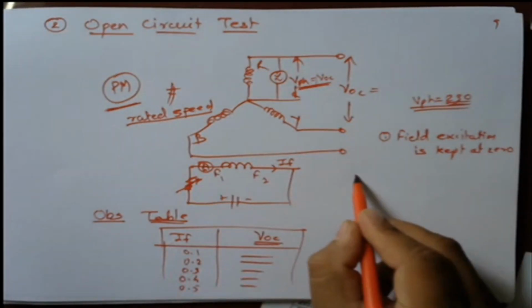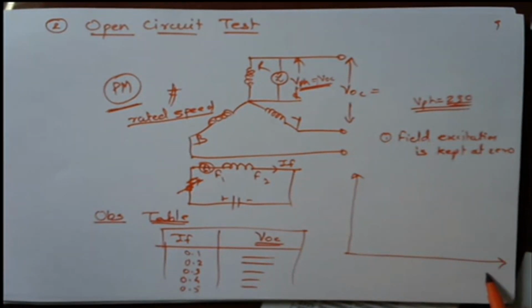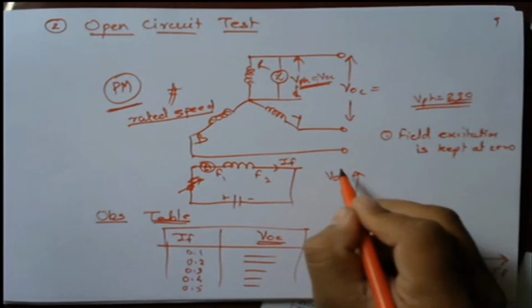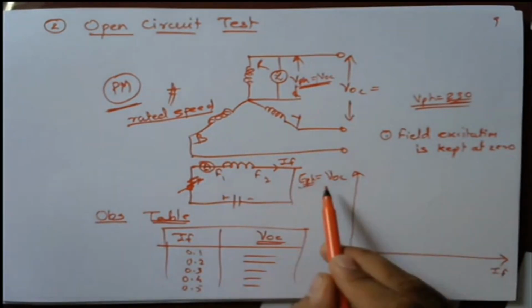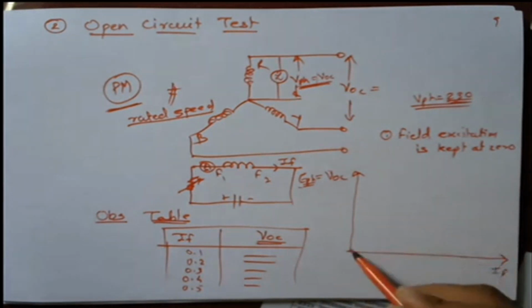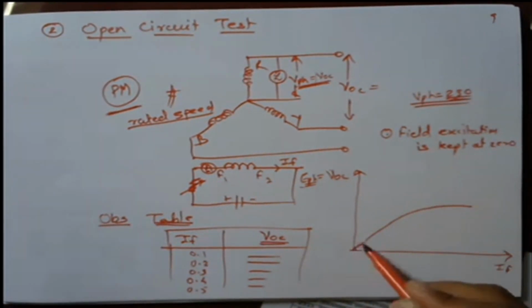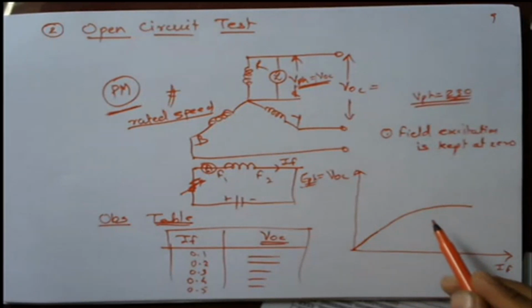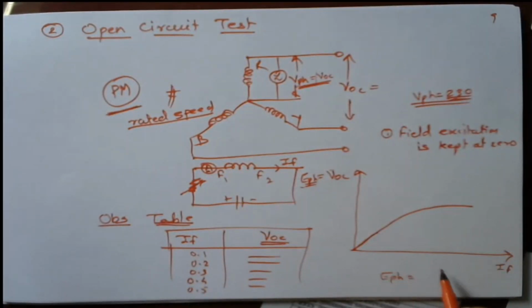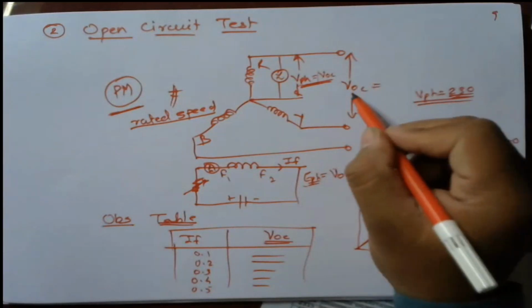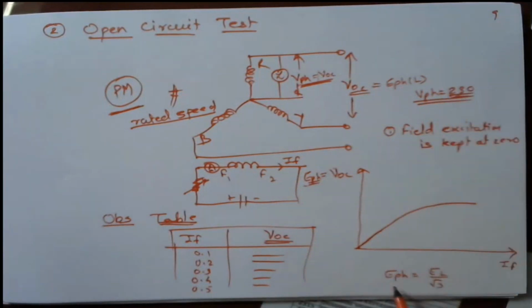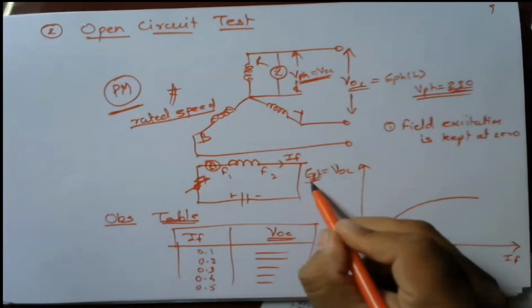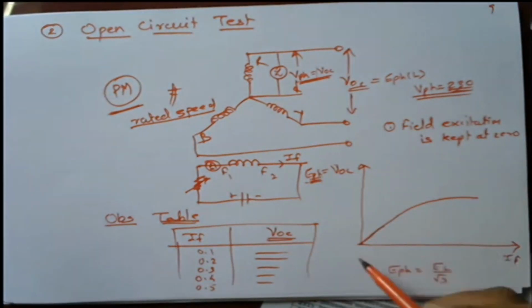Now I am going to plot the curve, let us suppose with IF and VOC, that is VOC or EPH. Generally, we denote it as EPH. EPH is nothing but the open circuit voltage. If I plot this characteristic, I will get the curve like this, and this curve is called the magnetizing curve, where EPH is equal to EL upon root 3. Generally we measure this VOC or EPH as a line value, and the phase value can be calculated as EPH equal to EL upon root 3. Just plot this phase value with respect to IF and I will get the curve like this.